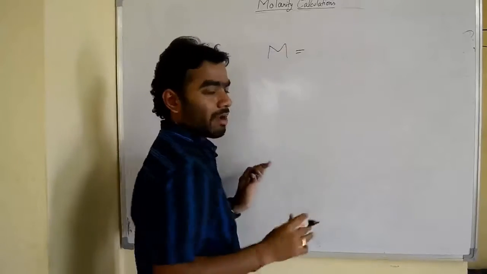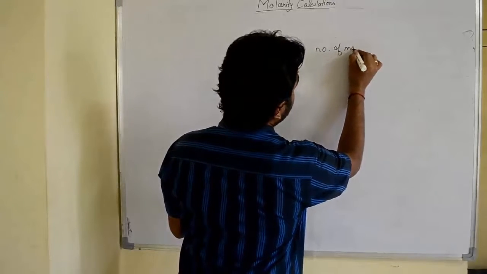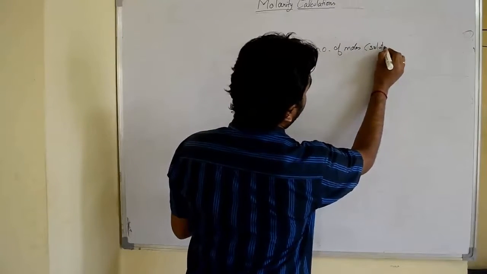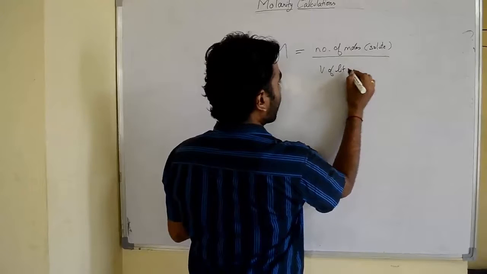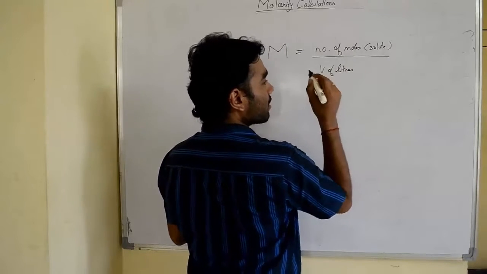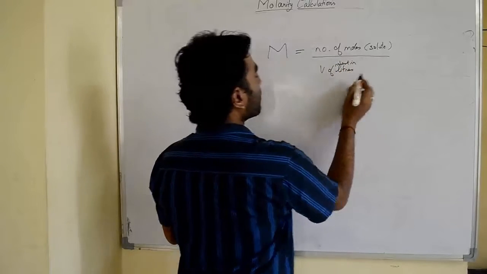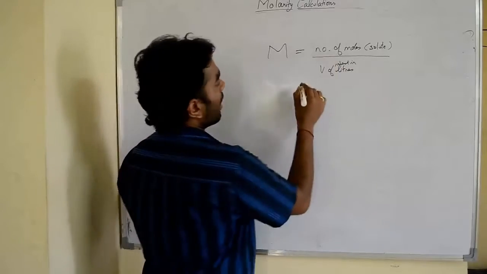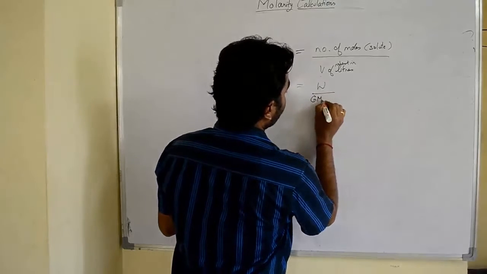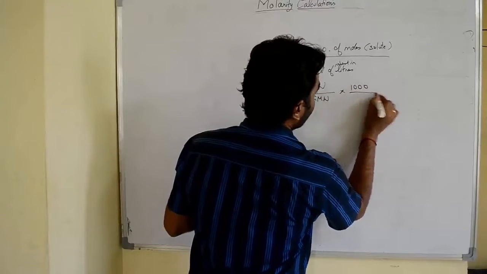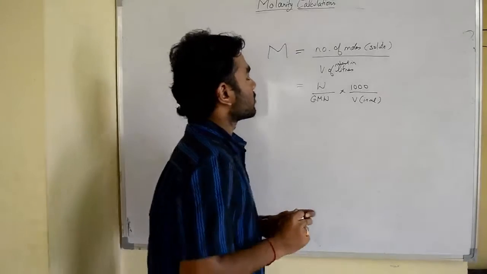Molarity, I will give the formula first. Molarity is nothing but the number of moles of solute divided by the volume of solvent in liters. This is one formula, and it can also be written as weight by gram molecular weight into 1000 divided by volume in ml. So this is the formula.